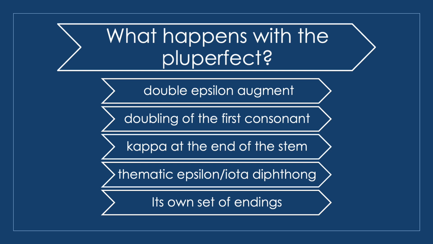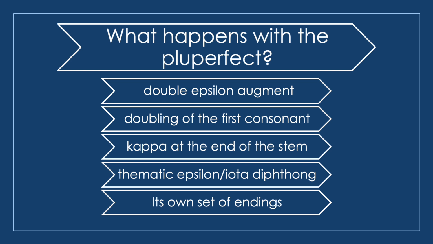So instead of starting with lel, we'll get ll, and then a kappa at the end of the stem in the same way, because it's still a type of perfect tense. But the thematic alpha is no longer there. Instead, we get epsilon iota, which is a diphthong pronounced a, and that is there in all cases, in all persons, and in singular and in plural.